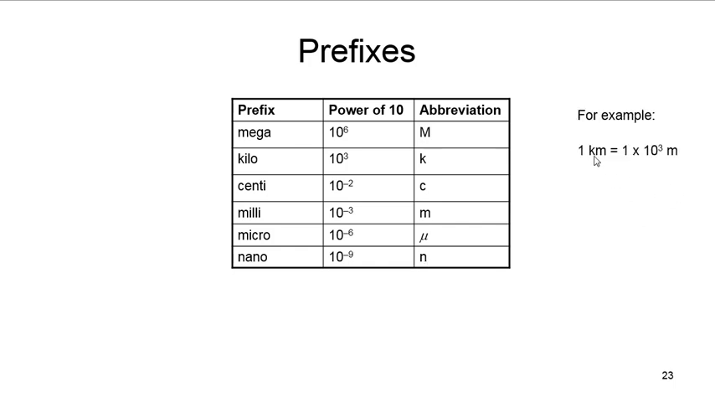So 1 kilometer. The K is this part. The M here is just for meter. So the unit that we're dealing with is meters. So 1 kilometer is 10 to the 3 meters. This M is not the same as that one. Let's do another one. 1 centimeter. The C is 1 times 10 to the minus 2 meters, and so on. So there's our millimeter, our micrometer, and nanometer.